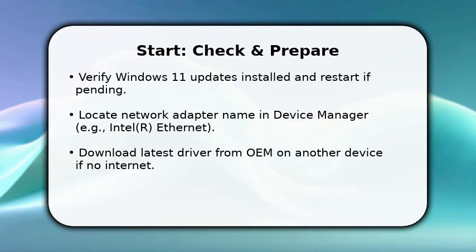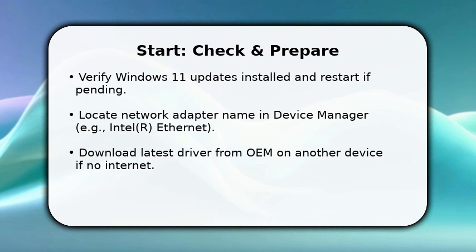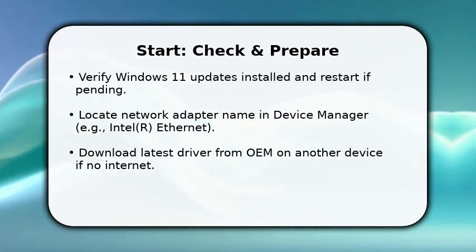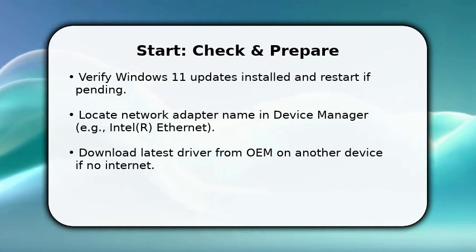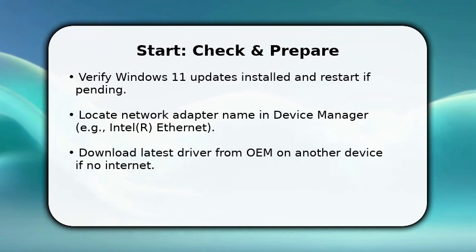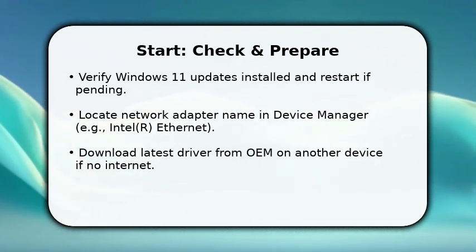Enjoy the video. You start by making sure Windows 11 updates aren't pending and that you've restarted once. This clears common lockups. Next, open Device Manager and note the exact network adapter name so you download a matching driver. If your PC lacks internet, use another device to get the OEM or chipset driver and save it to a USB. Once done, plug the USB into the affected PC and keep Device Manager open for the next steps.